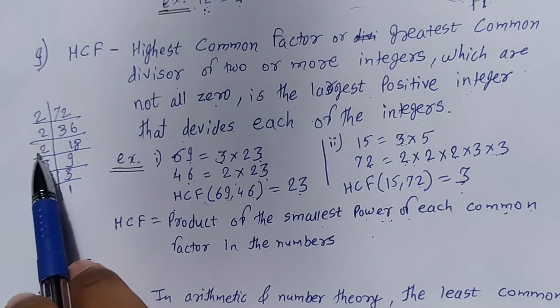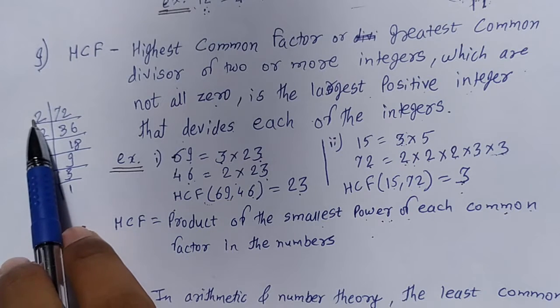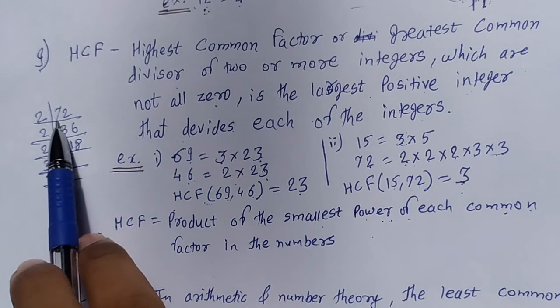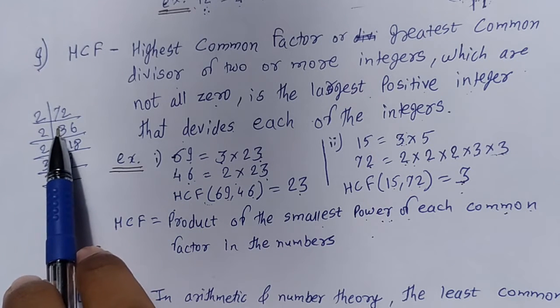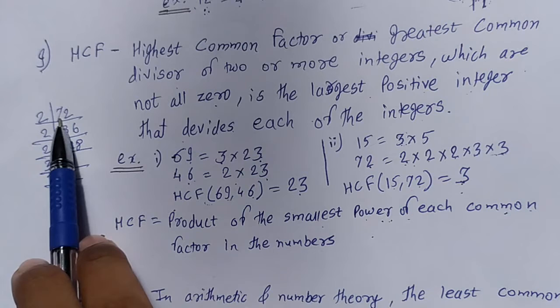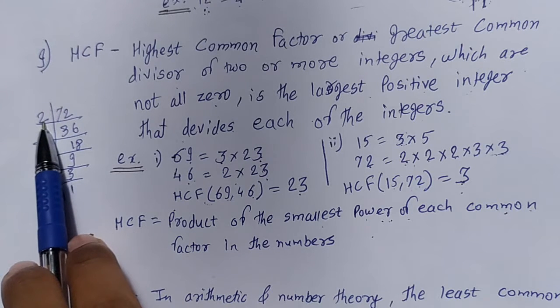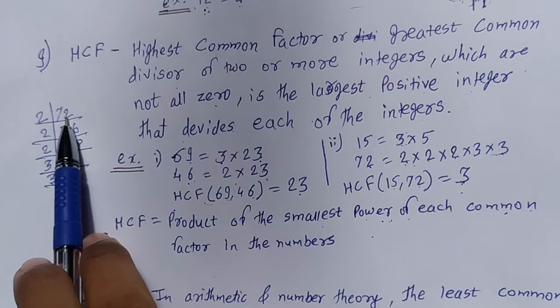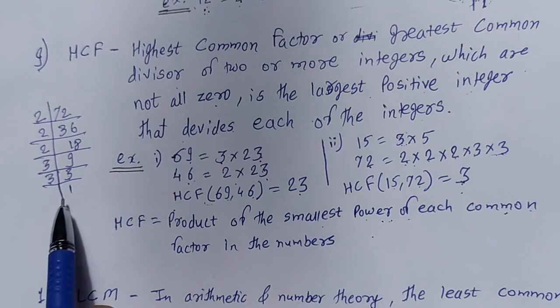The numbers on the left hand side, if you take the product of these numbers, it is called the prime factorization of the given number. So how do you start with the prime factorization? First write down the given number, then take the smallest prime factor which can divide the given number. That way you have to proceed.